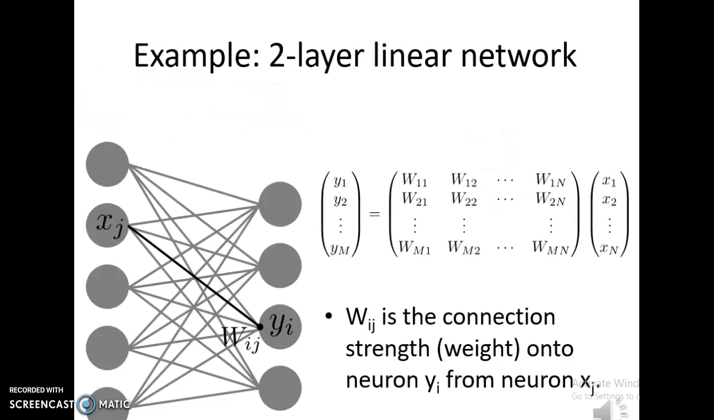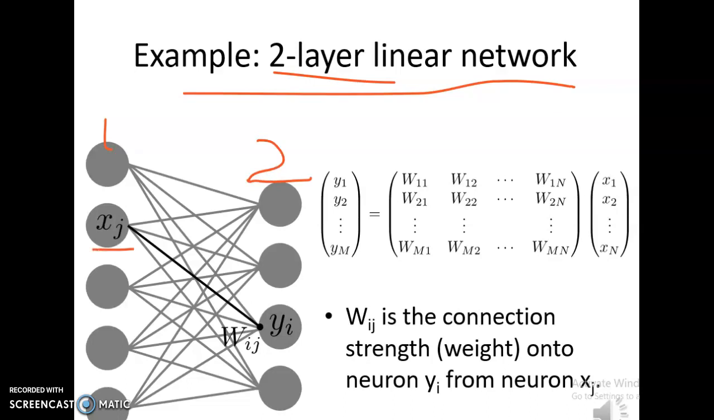Example: a 2-layer linear network. This is one layer, this is the second layer. xj is the one layer, and yi is the other layer.